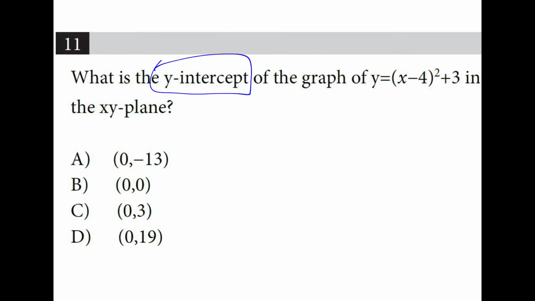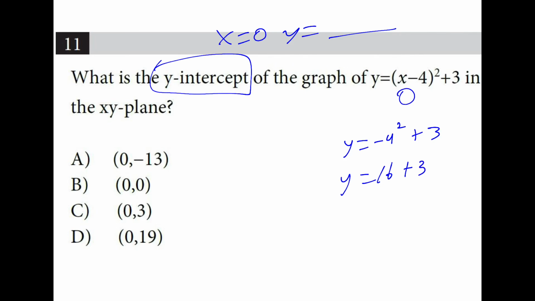The y-intercept is when x is equal to 0, y is equal to what? So you plug a 0 in here, y is equal to negative 4 squared plus 3, or y is equal to 16 plus 3, or y is equal to 19.